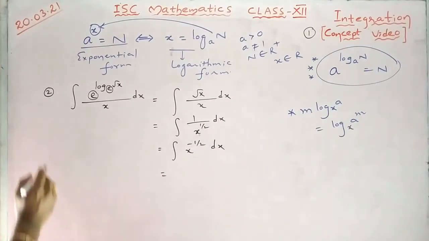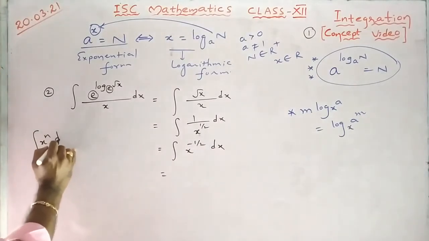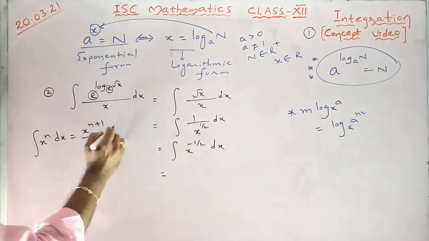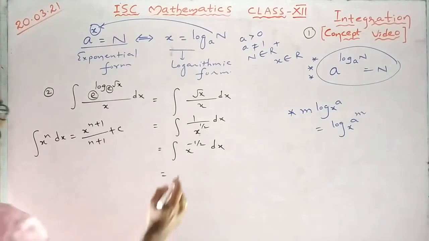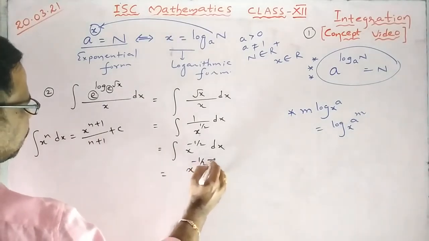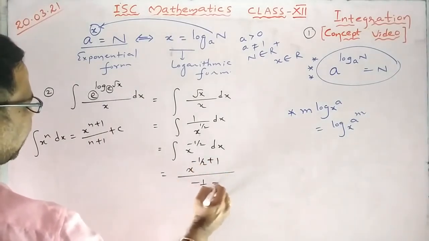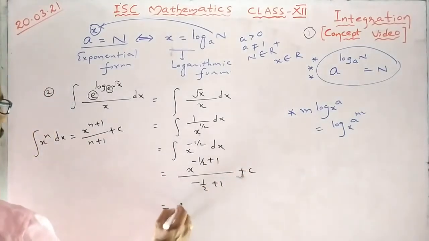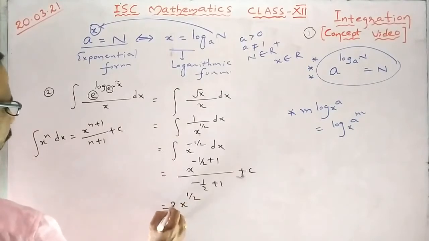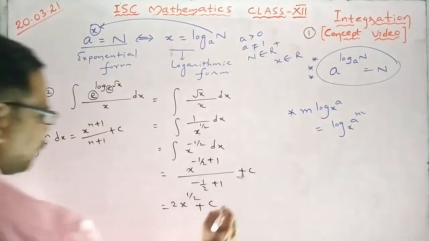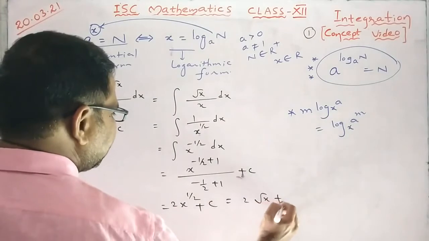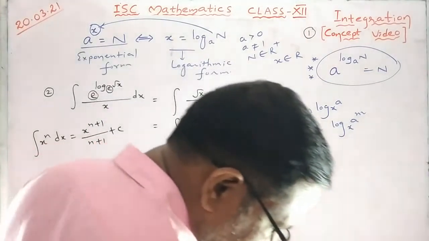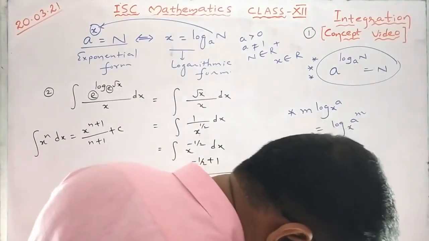It looks like integral x power n dx equal to x to the power n plus 1 by n plus 1 plus c. This is the basic formula. So x to the power minus 1 by 2 plus 1 by minus 1 by 2 plus 1 plus c. So x to the power 1 upon 2 by 1 upon 2, that means 2 root x plus c. Similarly, we can solve one more problem.